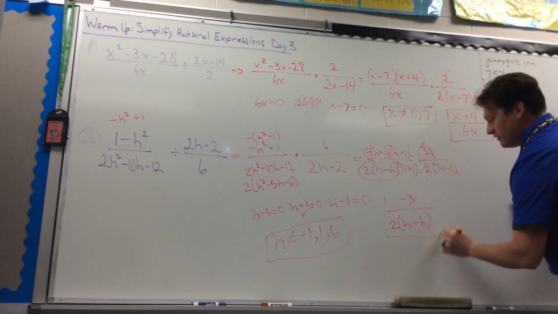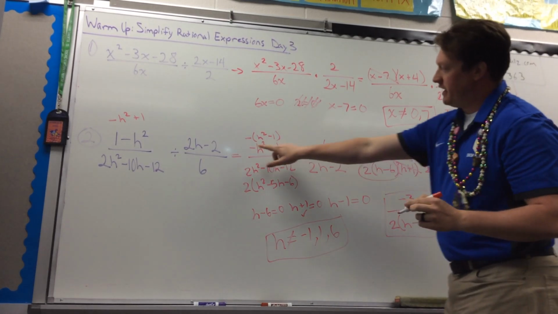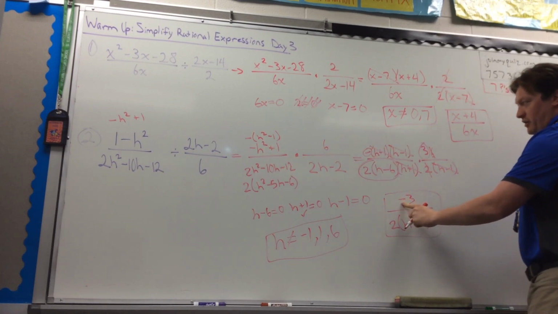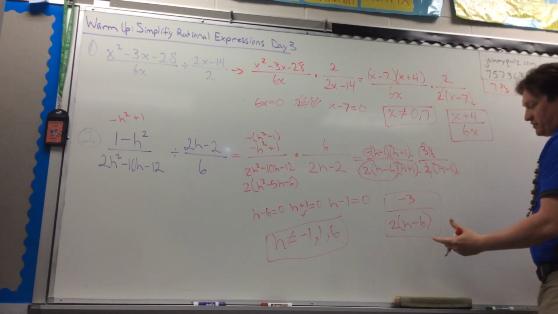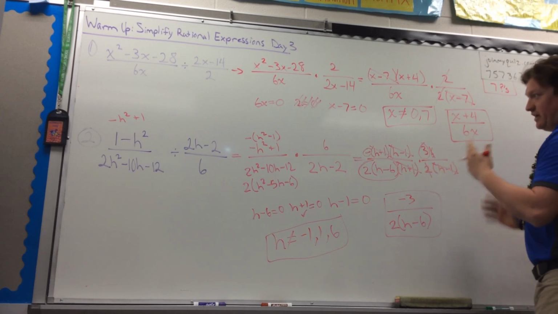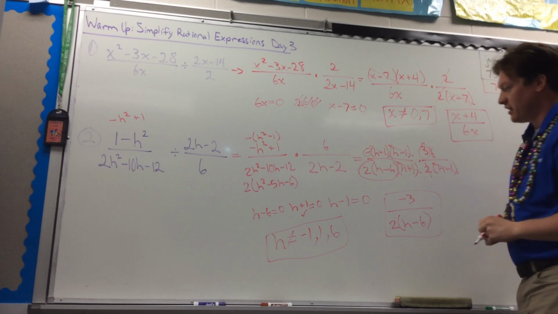If you forgot to make this a negative h squared plus 1, you wouldn't have had the negative in here and you would have an extra factor that wouldn't have canceled out. So you've got to make sure that the leading term is positive and it's in order by degree. That takes care of your homework for today.